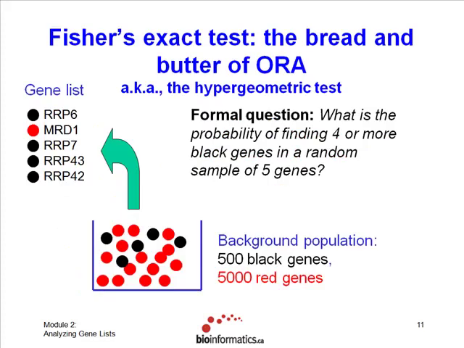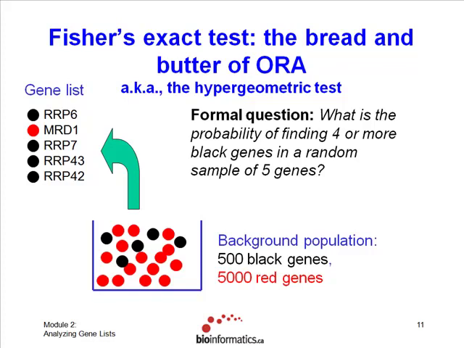Here the idea is you throw away the gene scores. You have a gene list, this set of genes that you've decided are significantly enriched, that are regulated differently under the conditions that you're measuring, right? And then you're looking at overlap. So say this is your gene list, and the question is, what is the probability that this selection that I took from the background population is one that I would see by random? The way of asking that formally is, what is the probability of finding four or more black genes in a random sample of five genes?